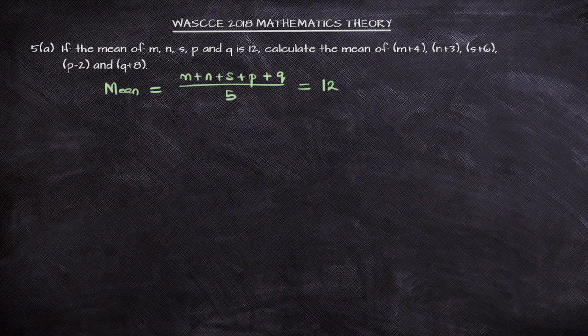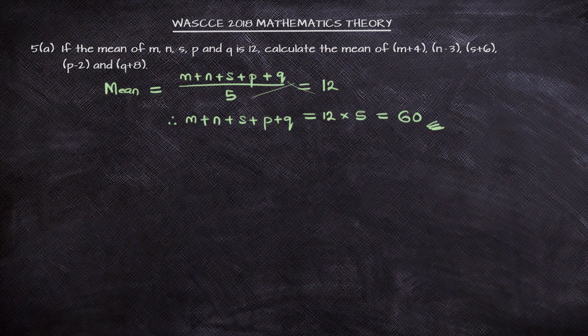So, if you are to cross multiply on this particular equation we have, that will give us m plus n plus s plus p plus q is 12 times 5, which is 60. So we can keep that because we are still going to find it useful when we are using these other numbers, m plus 4, n minus 3, s plus 6, p minus 2, and q plus 8.